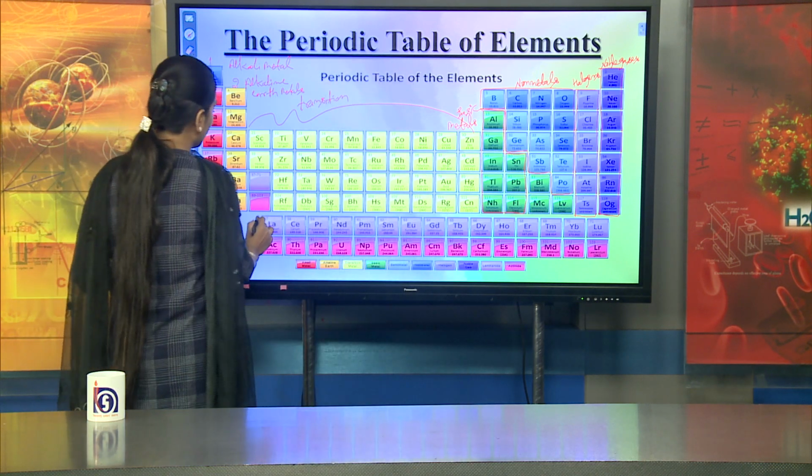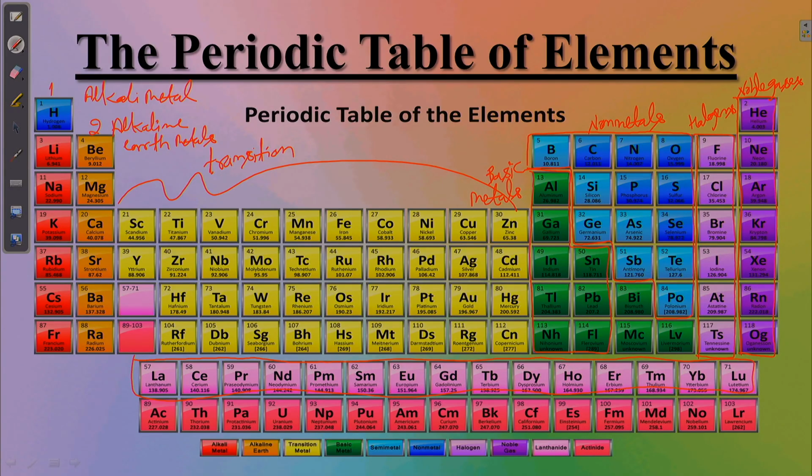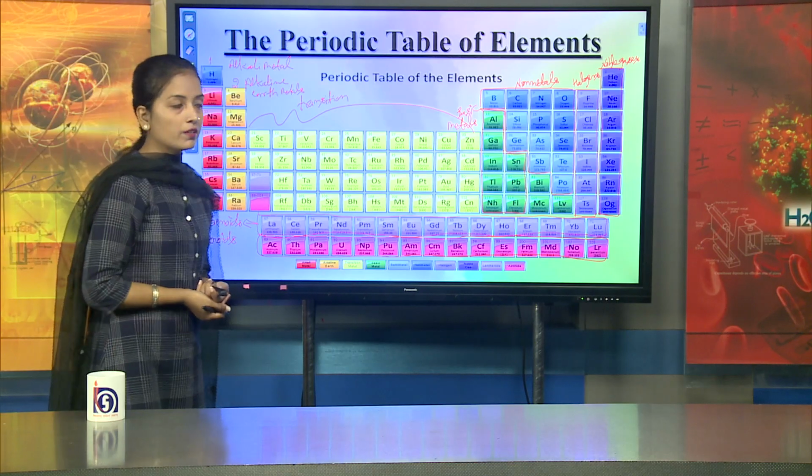If we talk about these elements, they are basically from the lanthanum family. That is why they are known as lanthanoids. And on the below side of the lanthanum family, these groups are known as actinoids because they are basically from the actinium family. So this is about our periodic table.